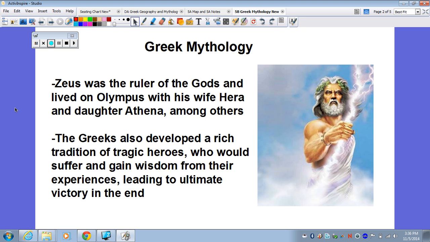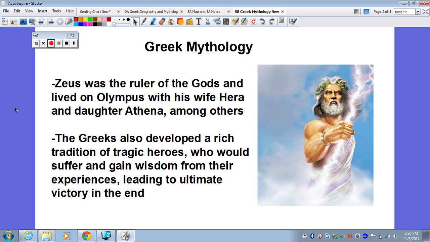And then the other thing before you get going on the QR code activity is just that the Greeks developed a tradition of tragic heroes. So a tragic hero is someone who goes through an epic struggle and an epic amount of suffering and then perseveres and ultimately achieves victory in the end. So with tragic heroes, they usually achieve that victory and get what they want, but usually there's a twist to the story and they have to pay a price.